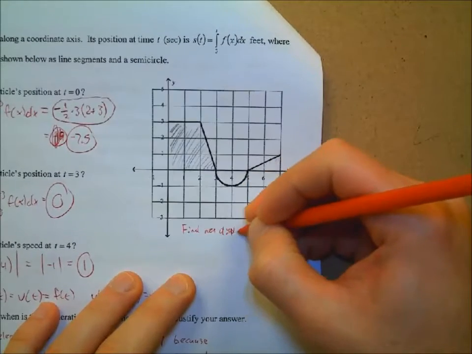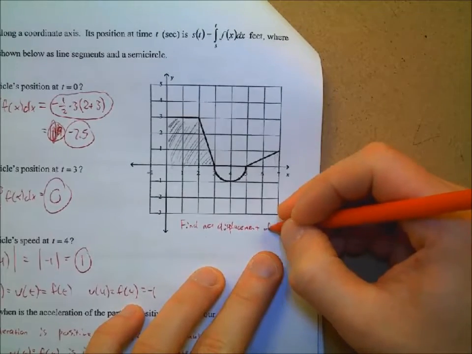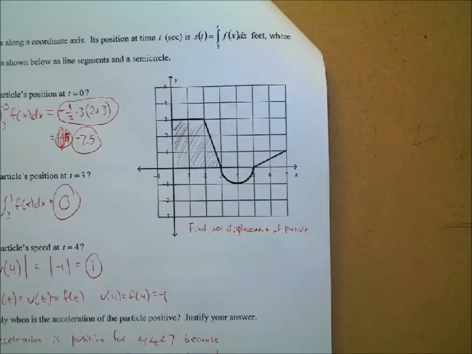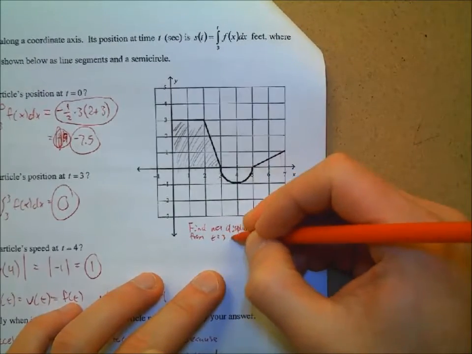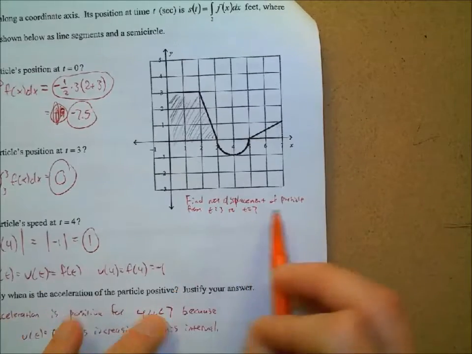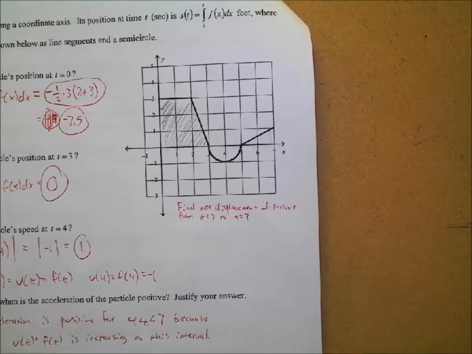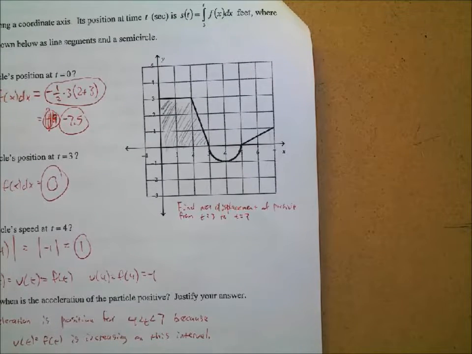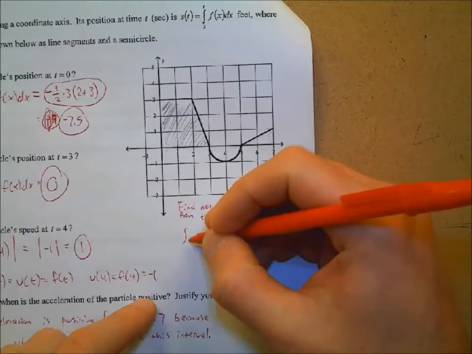If we wanted to find the net displacement of the particle from t equals 3 to t equals 7, for example, how do we find net displacement? We integrate what? Net displacement is just the straight-up velocity. Total distance traveled will be the absolute value.